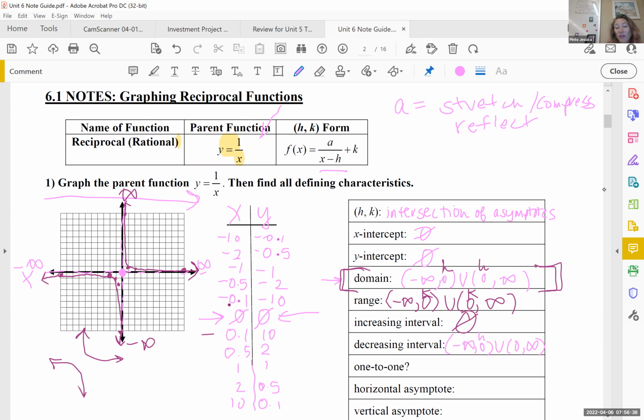Is this function 1 to 1? Does it pass the vertical and horizontal line test? And we do see that each ordered pair is totally unique. And so visually, we might say no, but mathematically, we're going to say yes.